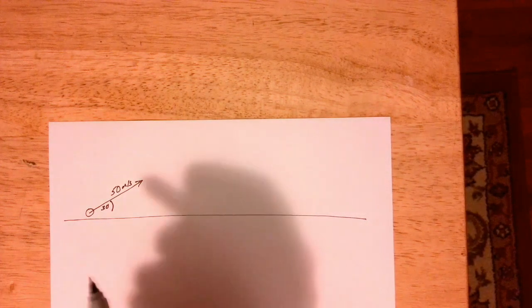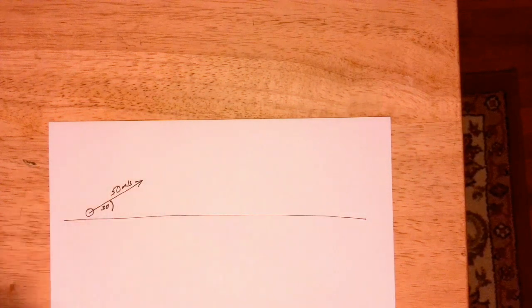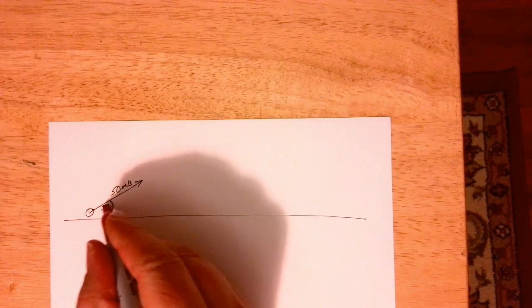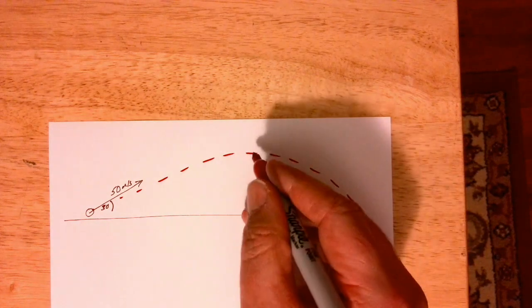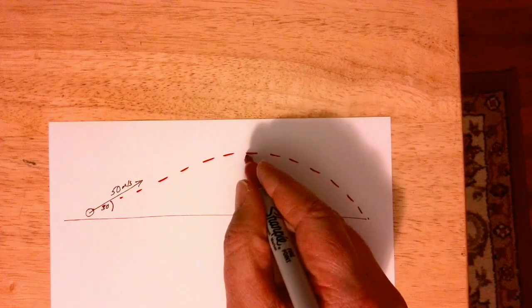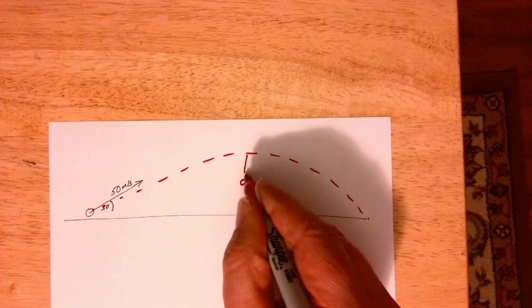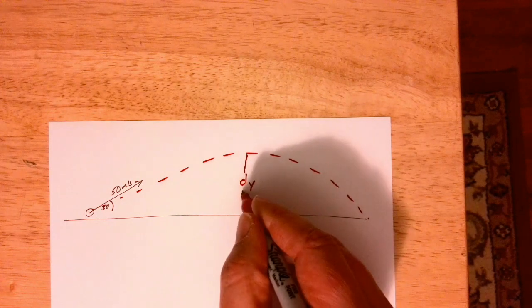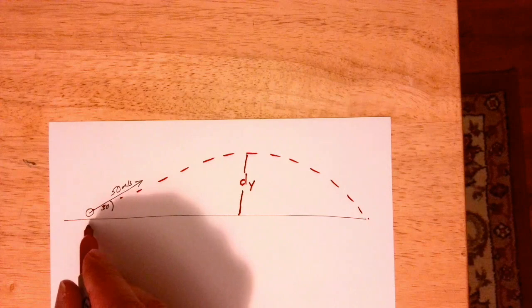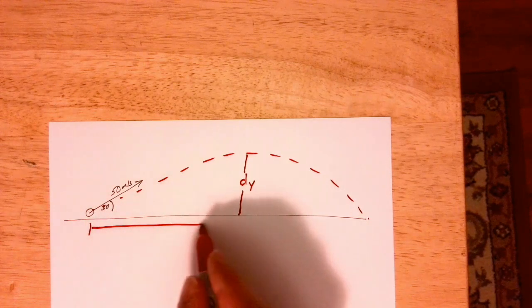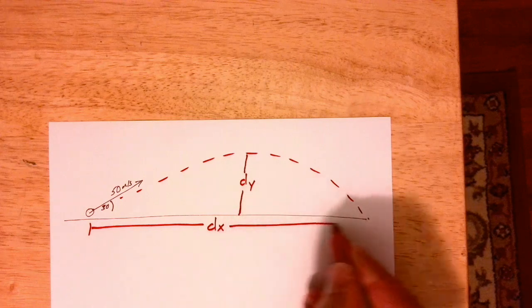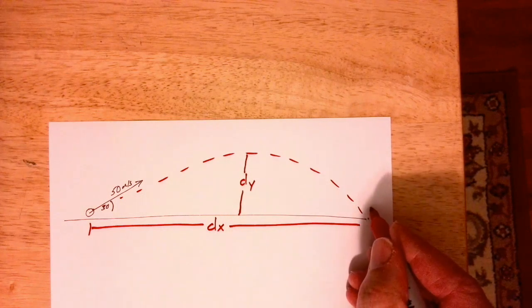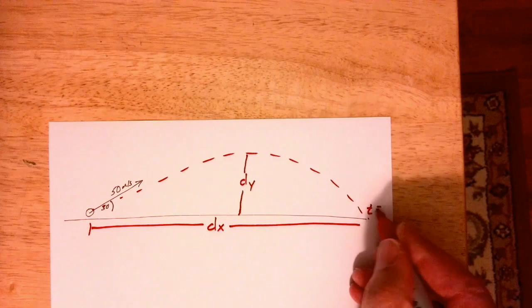So the question is that when it's flying through the air, we want to know what is the highest point. So that's the distance in the y direction. What is its range? That's the distance in the x direction. And also at what time will it land?